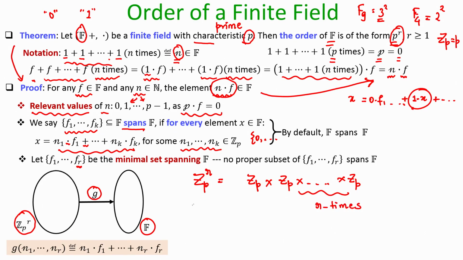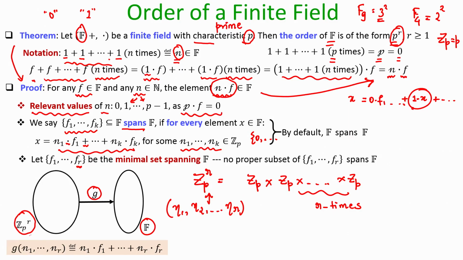That means, if I consider an R tuple present in ZP^R, then by that I mean that I am talking about R elements where each of the elements are from the set ZP. Okay. Now, how exactly this mapping G is defined?